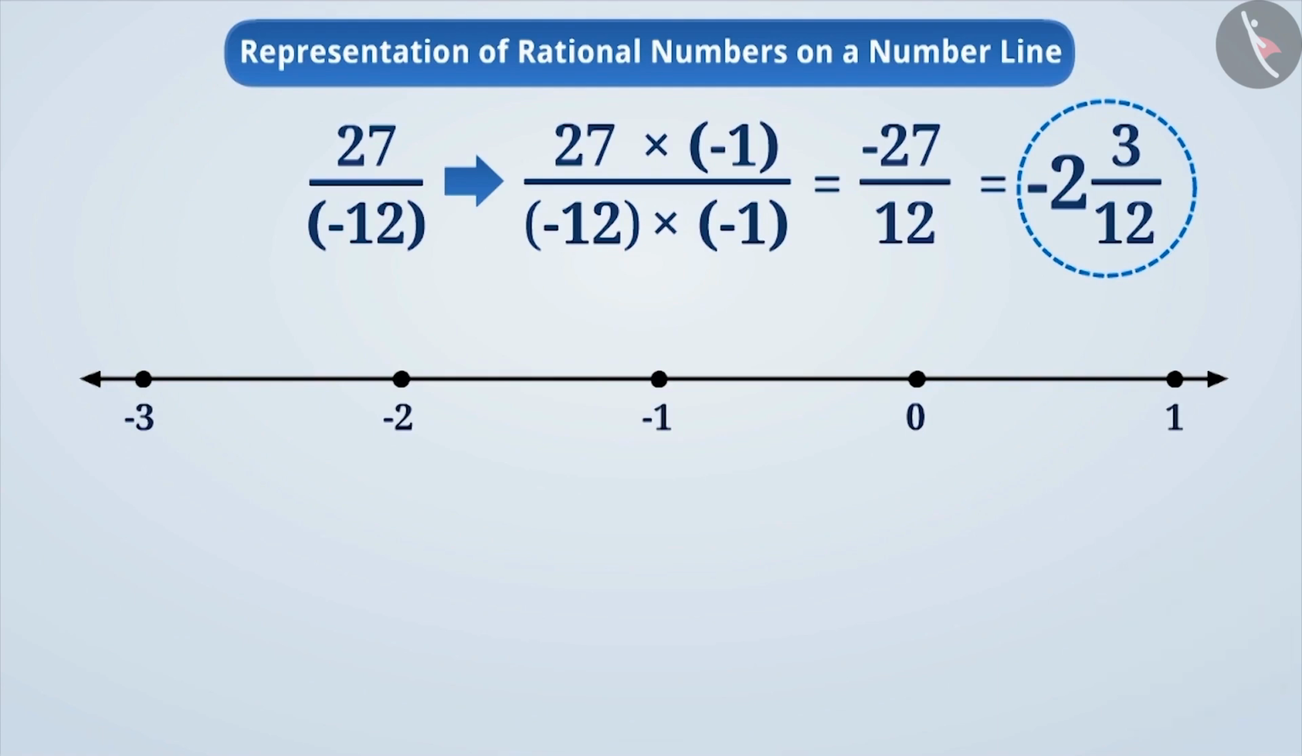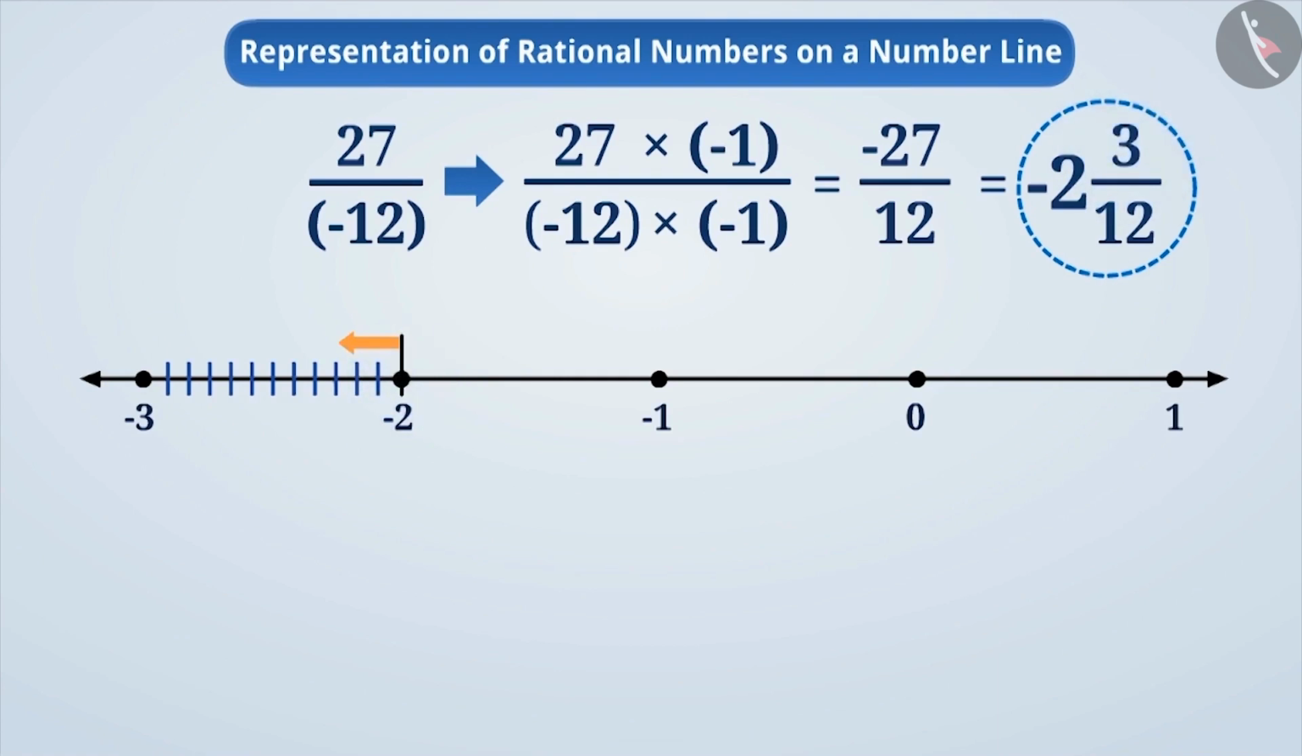Absolutely right. The position of minus 2, 3 by 12 will come to the left of minus 2 but to the right of minus 3. That is, it will come between minus 2 and minus 3. To get the exact point, we will divide the distance from minus 2 to minus 3 into 12 equal parts. And since the numerator is 3, we will take 3 steps to the left of minus 2.